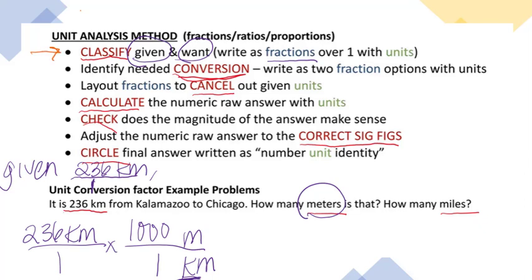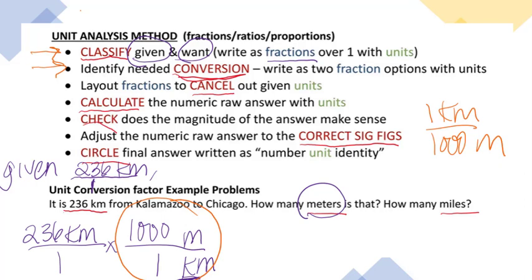So we classified what we were given and what we want. We looked at the conversion that we're using. Here is our conversion. And remember, we can say this 1,000 meters is equal to 1 kilometer. We could have it also written as 1 kilometer over 1,000 meters. But if I did that and I had kilometers on top, my kilometers wouldn't cancel out. So that's where we need to figure out the layout where we can cancel out units. Notice that kilometers and kilometers are diagonal from one another, so they will cancel.